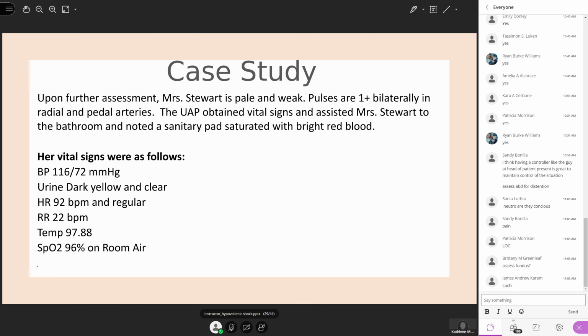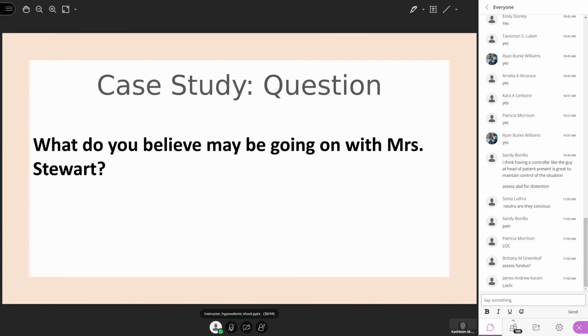Her blood pressure is still within normal limits, but her urine is dark and yellow. Okay, so maybe a little concentrated. Her heart rate is 92, which is in the normal limits, but it's a little bit on the high side. The respirations, a little bit on the high side. Temperature, 97.8. That could be her baseline. And her oxygen is okay. What do you believe is going on with her at this point? Anyone have a guess?